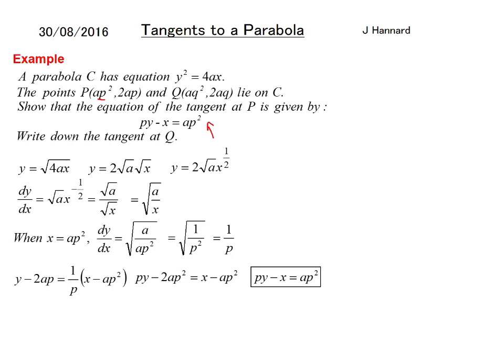And you'll notice for 1 mark, the next question would be write down the tangent at Q. Very, very similar points here, ap squared and 2ap, aq squared and 2aq, so you might just be able to guess that wherever we see a p, we'll just replace it with a q. So the tangent at Q is qy minus x equals aq squared. And that is that. Everything to do with tangents to a parabola in about 8 minutes? Not too bad at all.